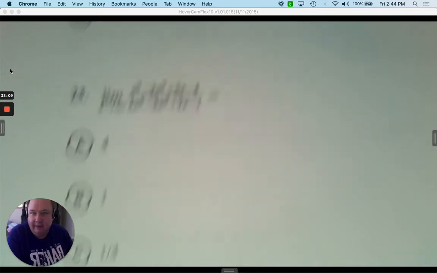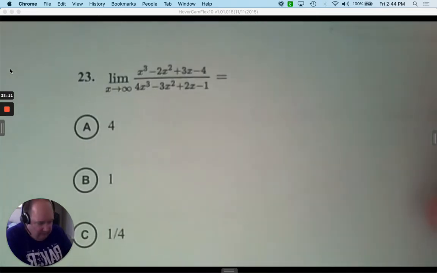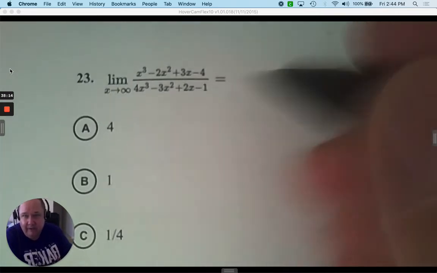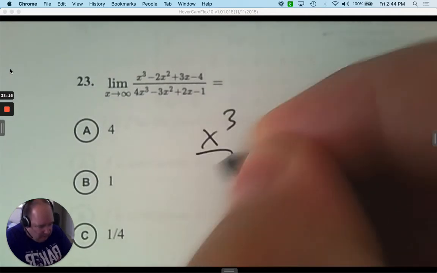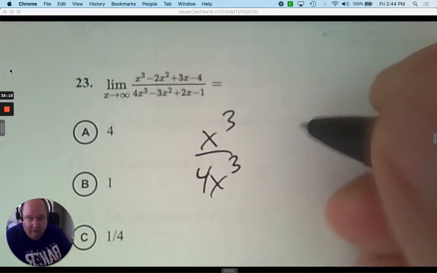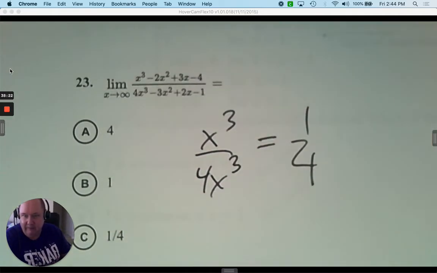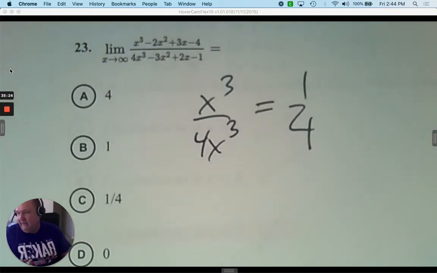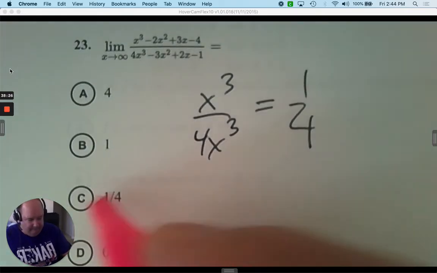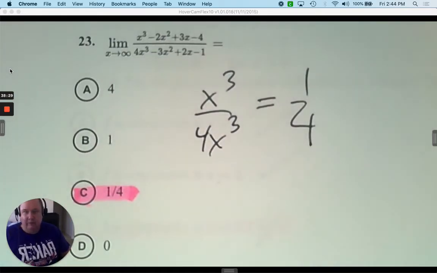Can you find the limit as x approaches infinity? This is a right-hand behavior question. So all we need is the power term over the power term. Divide out the x cubes, and where is the right-hand behavior going? And the answer is C, 1/4. That's like pre-calculus, right? Pretty cool. Did that.